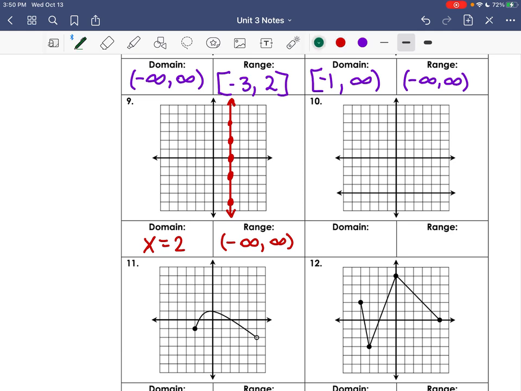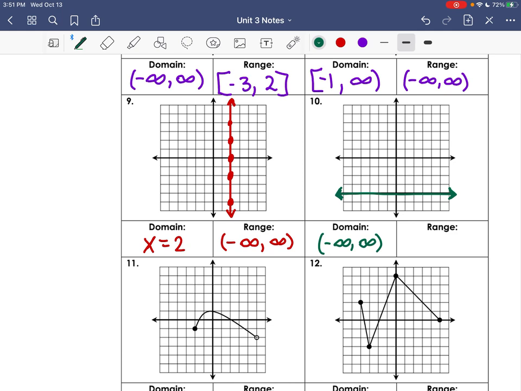For the next line, we've got a horizontal line, which is the opposite of a vertical line. So just think about that this is going left forever with this left arrow. This one's going right forever with this right arrow. So that domain is going to be negative infinity to positive infinity.